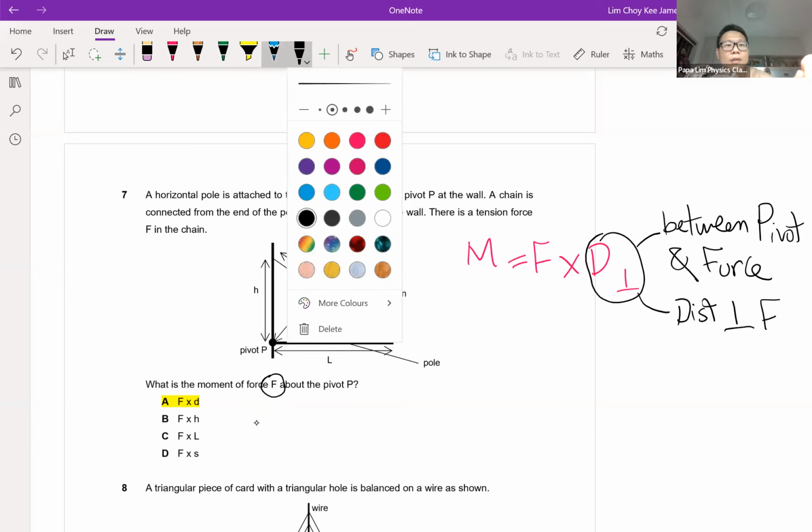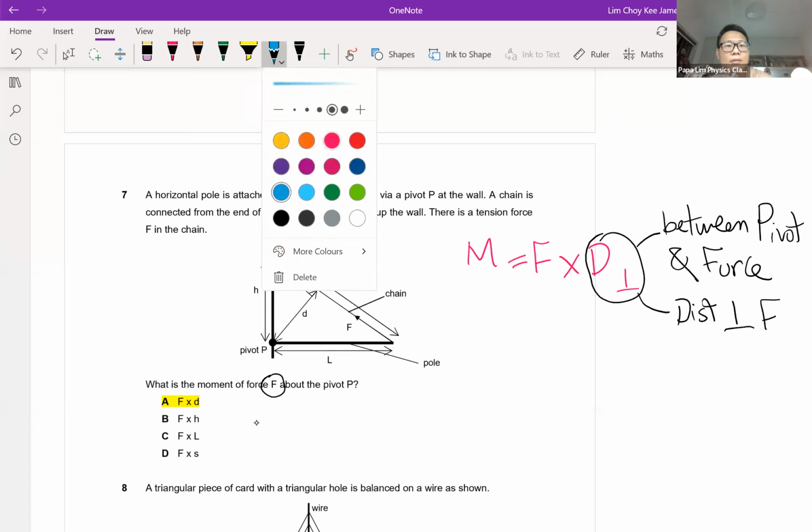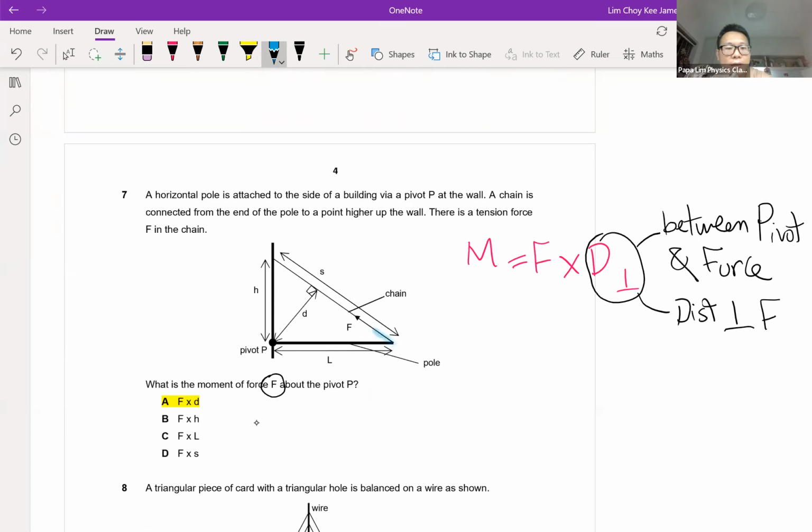Okay, force F, let's say I give it a color. Force F is here, in this direction. So how do I find the perpendicular distance? Definitely the easiest way is I'll copy and paste this particular distance, and copy and paste my F. After that, I will duplicate this line and paste it at my pivot.